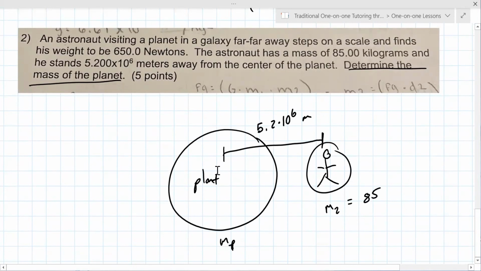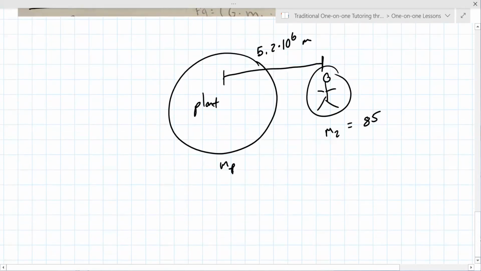Now, do we have enough information to do this? So the only equation we have is the following. We have FG equals G M1 M2 over D squared. So what information do we have here? Do we know G? Yes. Do we know M1? No, we don't know that. That's what we're trying to find here. Okay. We know M2 and we know D.